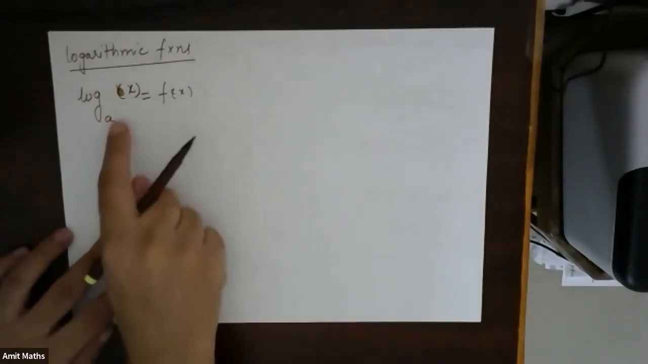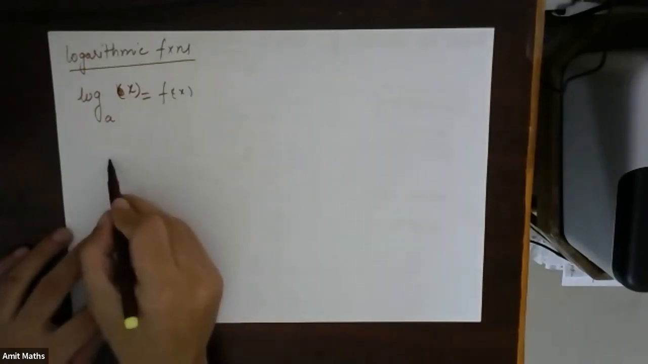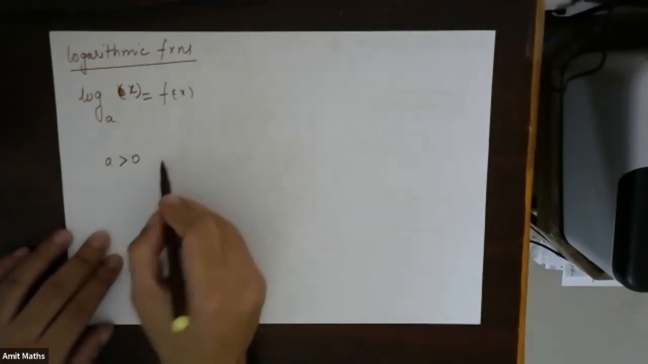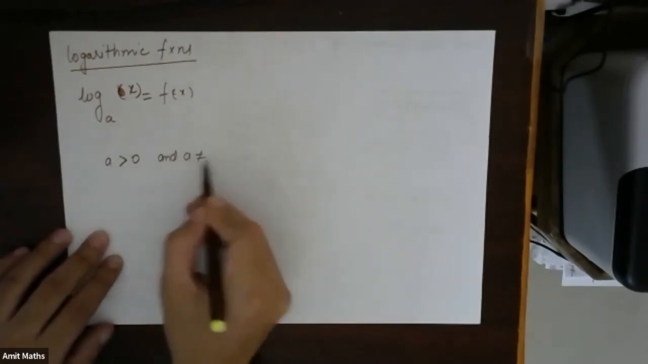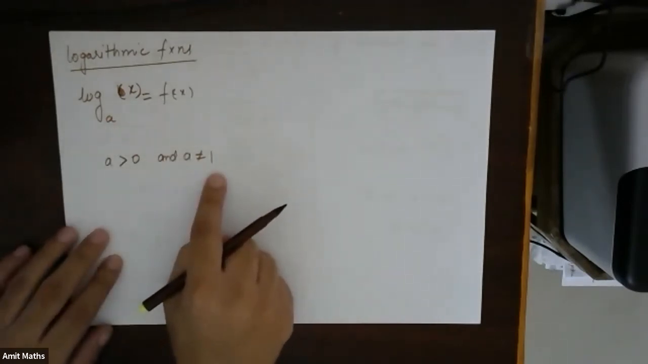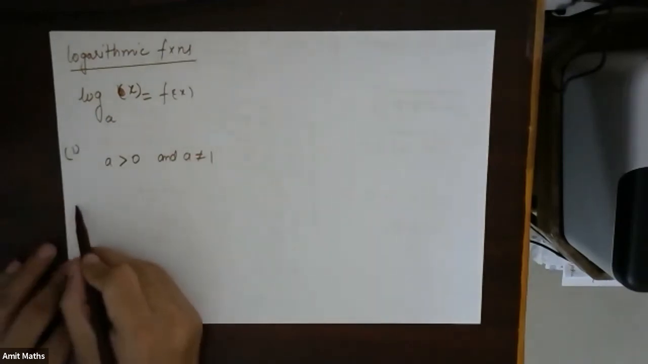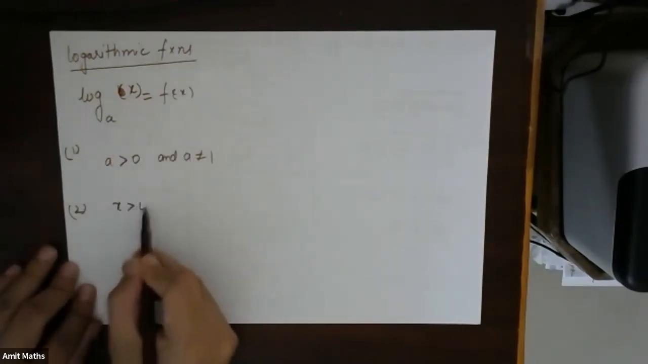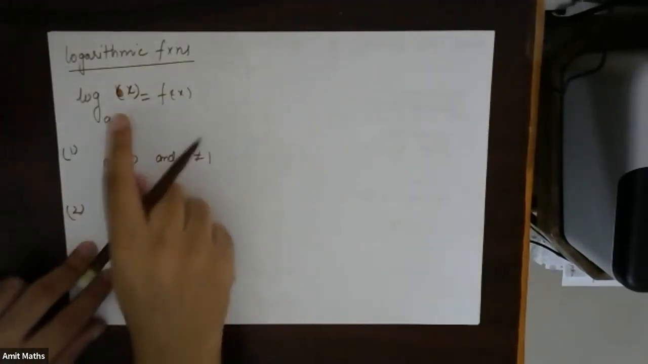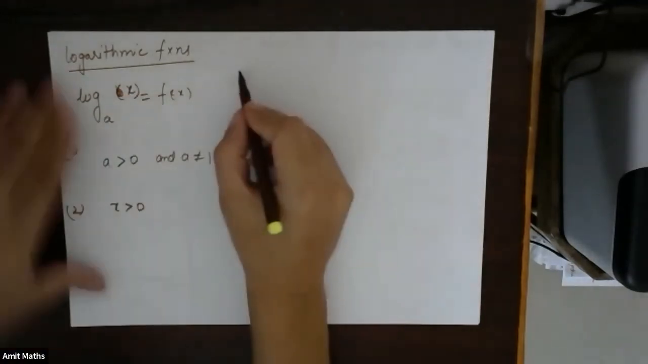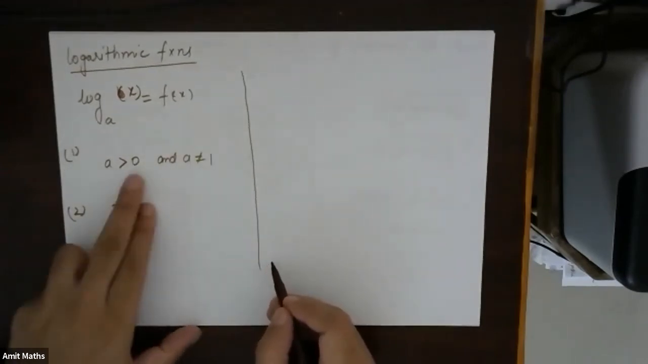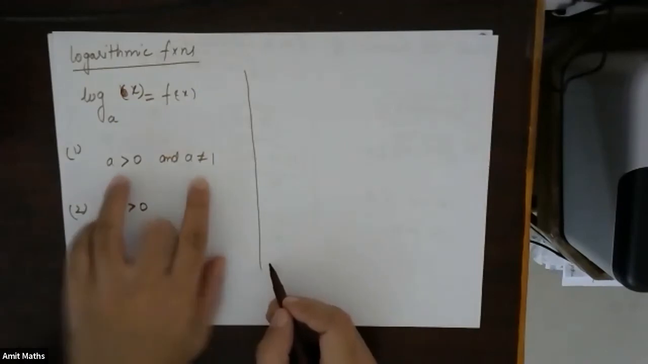So now the properties on these will be that a should be greater than 0. The properties on log will be a should be greater than 0 and a should not be equal to 1. This base should be greater than 0 and a should not be equal to 1. This is the first condition on log. Second condition, x should be greater than 0. These are the two conditions on log. I hope all of you know this. Now, when a is greater than 0 and a is not equal to 1, I can break this a into two parts.